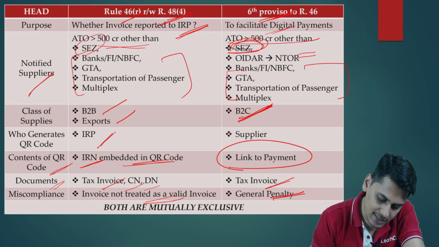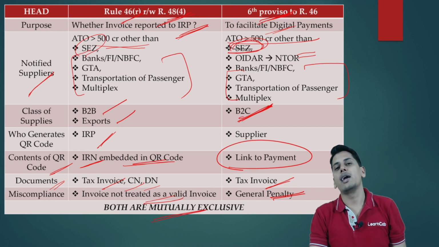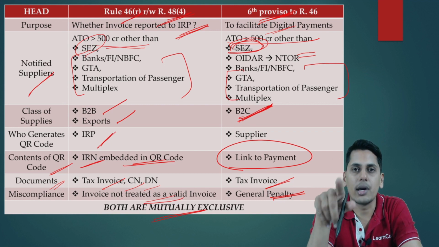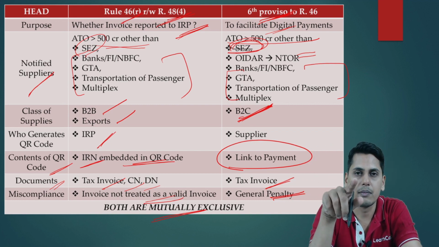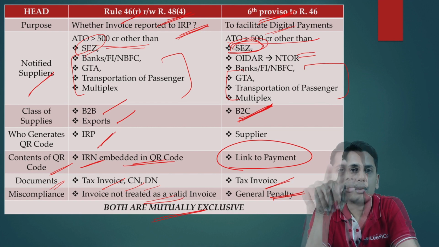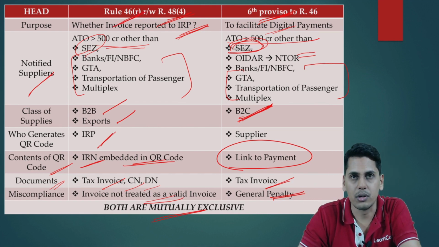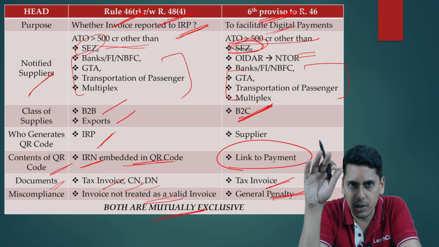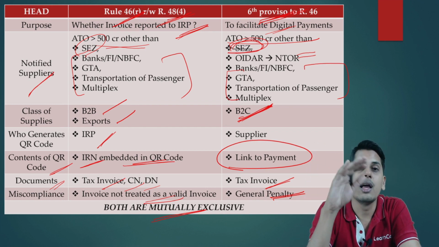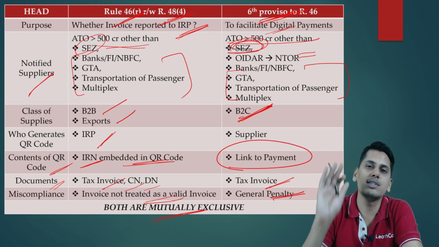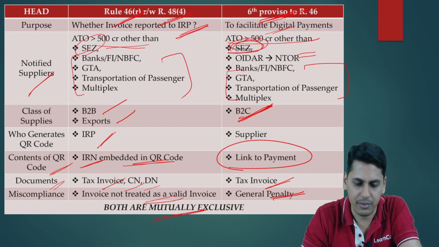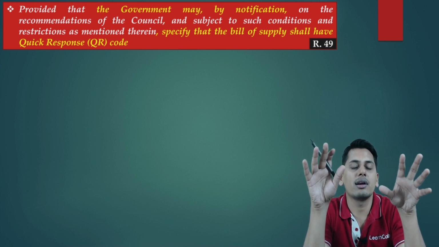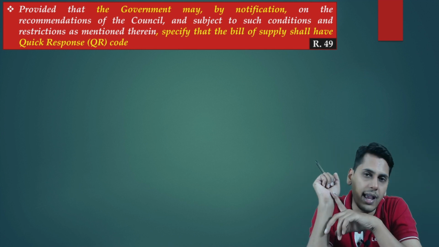Now friends, please understand, both are mutually exclusive. One particular invoice will not contain both these QR codes. Either it will contain the rule 46 sub rule 4 QR code, or it will contain the QR code as mentioned in 6th proviso to rule number 46, because one is for B2B and one is for B2C. Both of these QR codes are mutually exclusive. Now friends, this is all about the amendments which was there in the contents of tax invoice.